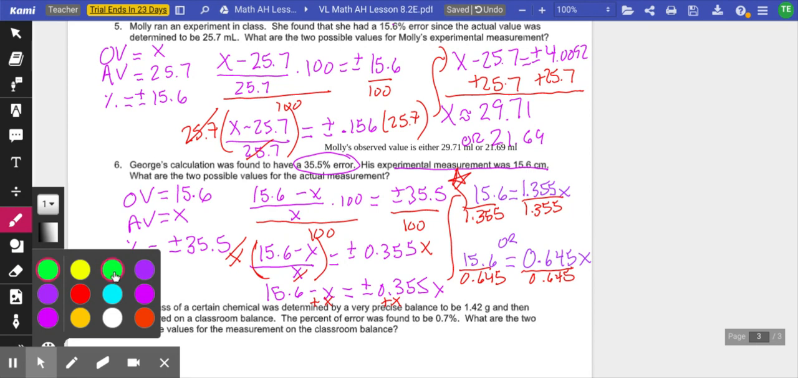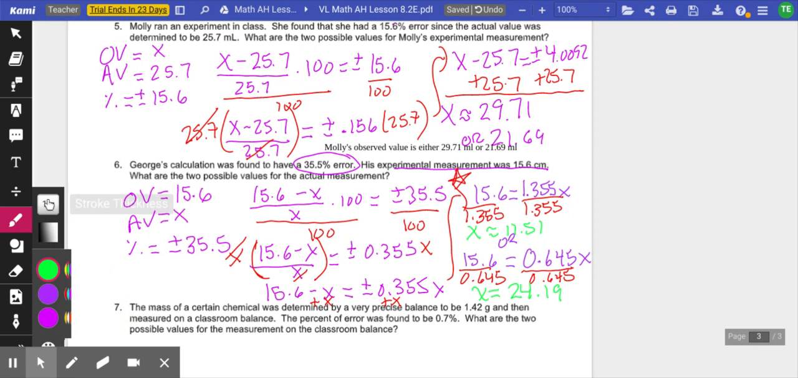So in my calculator, 15.6 divided by 1.355, I get x is about 11.51. And over here, when I divide 15.6 divided by 0.645, I get about 24.19. So then George's accepted value is one of those two values. So I'm going to type that out.